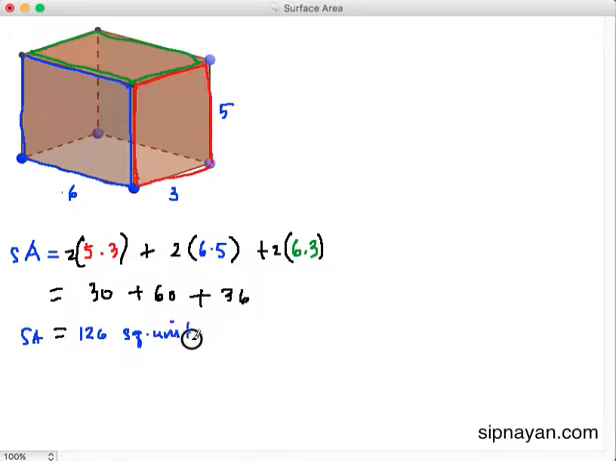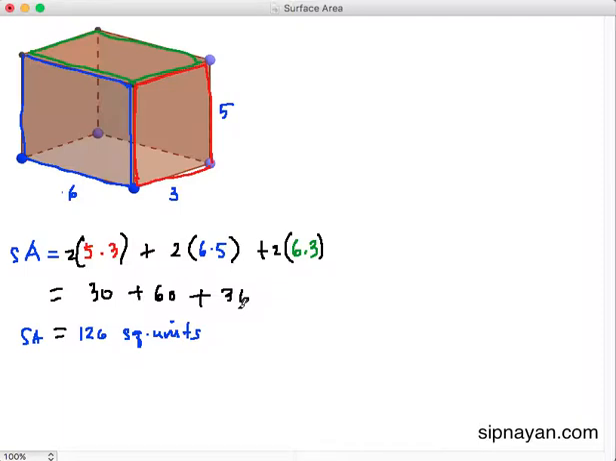Remember, wala tayong unit, so dapat meron tayong square, no? Whether it's centimeters or meters, kasi we're talking about the area, no? If we're talking about the length, then we could just say units or centimeters or meter. Pero pag pinag-usapan natin yung area, dapat may square siya, no?